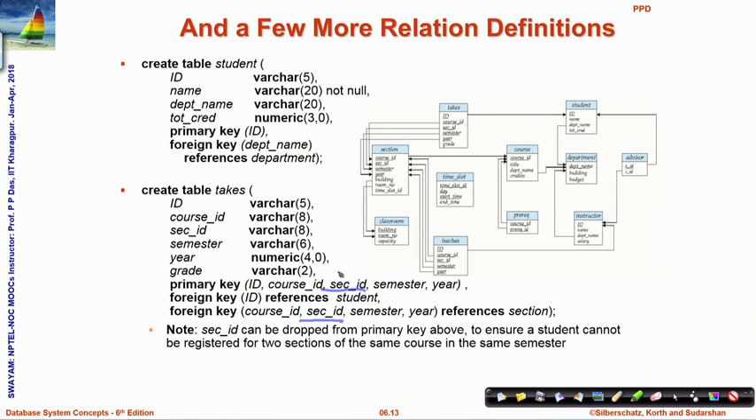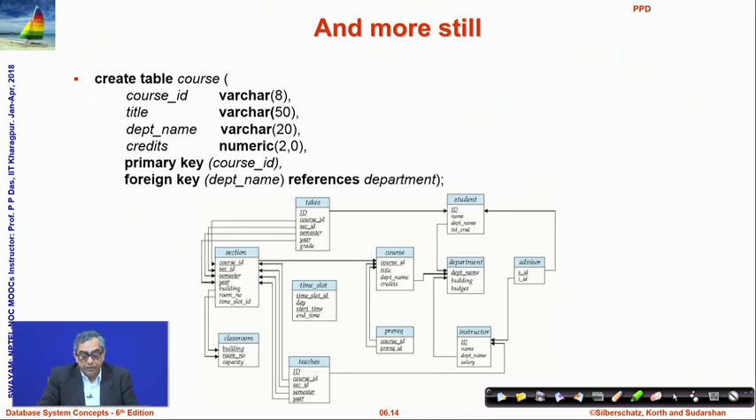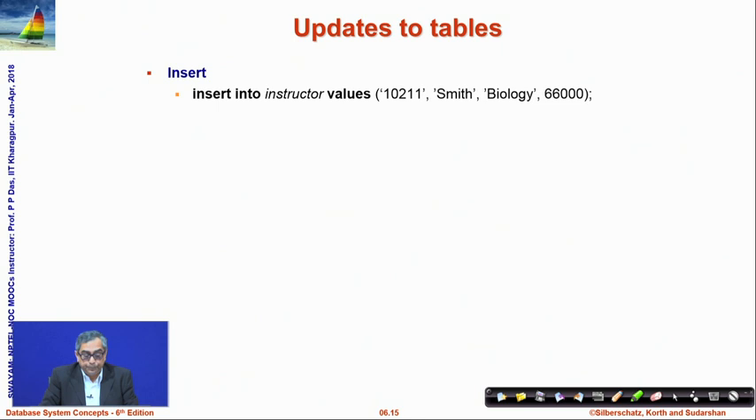If we drop this from the primary key, then we will enforce the condition that no student will be able to take a course in two sections in the same semester and the same year. So, these are the different design choices that we have, and we will move on. Here is one more example showing the create table command for the course relation that we have in the university database.